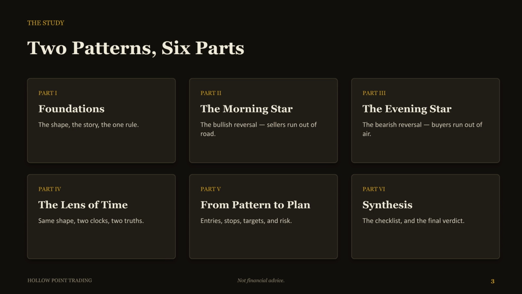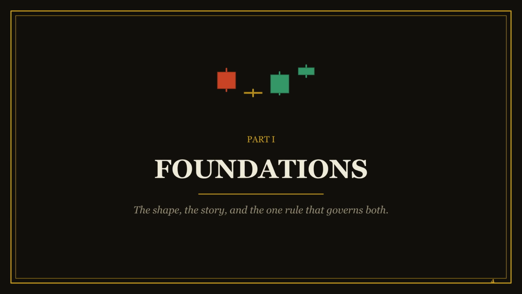The video is structured into 6 parts, starting with the foundations and moving through the morning and evening stars. We will then examine the lens of time, transition from pattern to plan, and conclude with a synthesis. Part 1 covers the foundations, defining the shape, the story, and the one rule that governs both patterns.